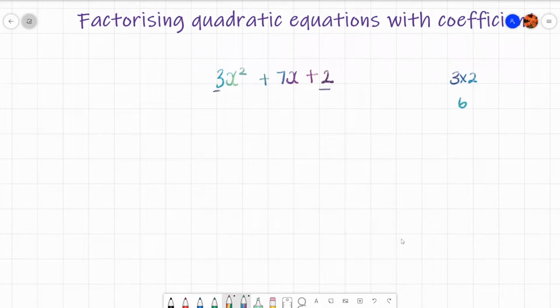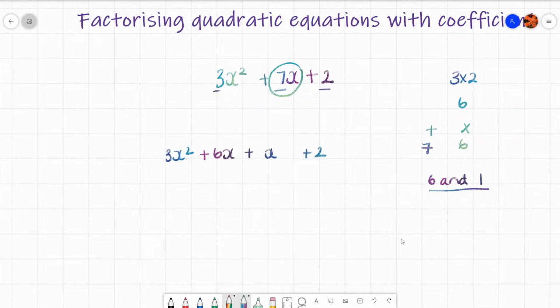Now I want two numbers that multiply together to give me 6, but add to give me the middle number, which is 7. So what are those two numbers that times together to make 6, but add together to make 7? Well, it's 6 and 1, because 6 times 1 is 6, but 6 add 1 is 7. So this is what you do then. You keep your 3x squared, but you replace the middle, which is 7x, with these two numbers that you've got. So I'm going to say plus 6x plus x, and then plus 2.